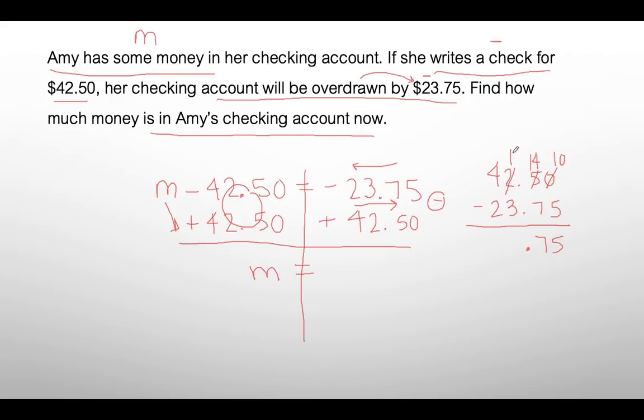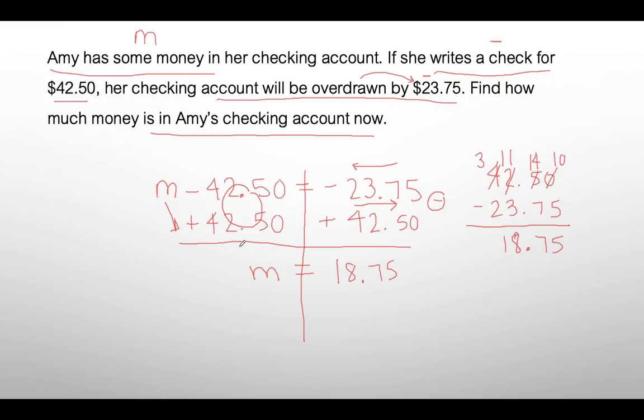Well, ladies and gentlemen, once again, I cannot do 1, take away 3, so I have to go next door and borrow. My 4 becomes a 3, and my 1 becomes an 11. 11 minus 3 is 8, woo! And then 3 minus 2 is 1. So I get that m is $18.75.